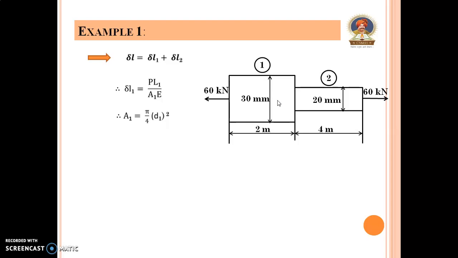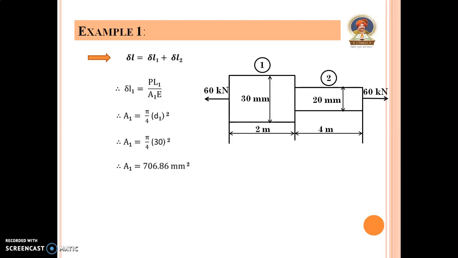So first of all calculate the area. A1 is equal to pi by 4 D1 square. Here D1 is 30 mm, so put D1 equal to 30 mm. So pi by 4 into 30 square. After solving this we get the area A1 equal to 706.86 mm square.